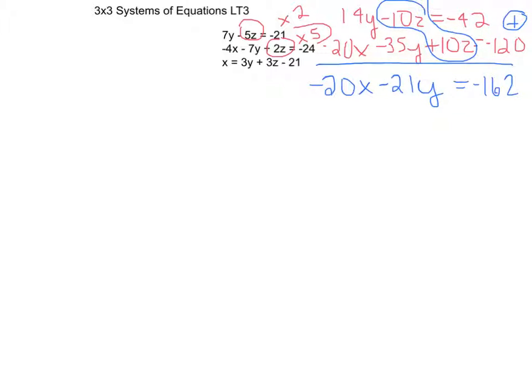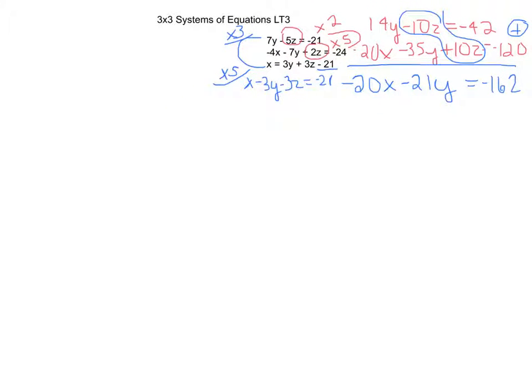Now I need to pair together two other equations. So I'm going to pair together equation 1 with equation 3. And I'm also going to have to get equation 3 set equal to -21. So let's just rearrange that really quickly right now. x minus 3y minus 3z equals -21. Okay? So to eliminate z, I'm going to multiply the first equation by 3 and the third equation by 5. That way, they're going to get the common coefficients again. Okay? Move this guy over here a little bit.